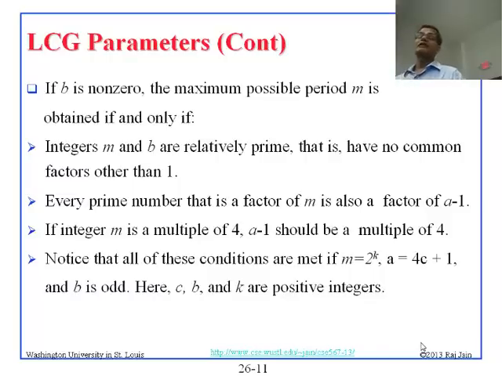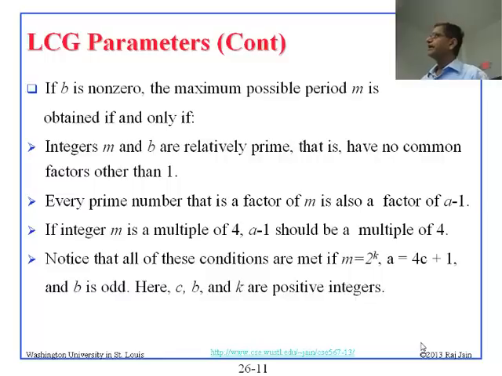Maximum, what they call LCG, least common denominator, is it? Least common multiple, LCM. I think that is the other side. I mean the other way, which is probably the maximum factor, whatever that is. That is one. And then every prime number that is a factor of M is also a factor of A minus 1.